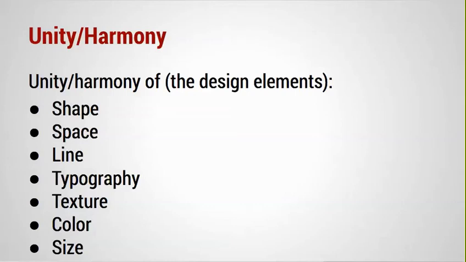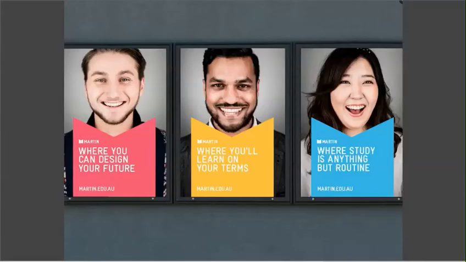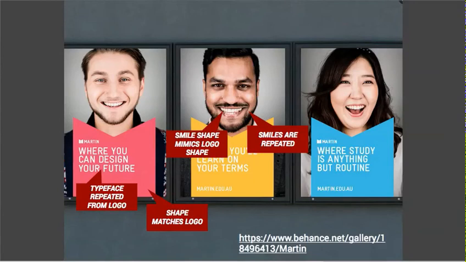And unity or harmony is made using design elements. So using similar shapes creates unity and harmony. Using similar typography creates unity or harmony. Using similar color creates unity or harmony. So let's look at this example. This is a conceptual project for Martin College, and these are 3 posters that the designer has created that would be hung up, separate from each other. And you can see that across the posters there is unity, and within the posters there is harmony. So immediately you can tell that these 3 posters are related because they are structured similarly.